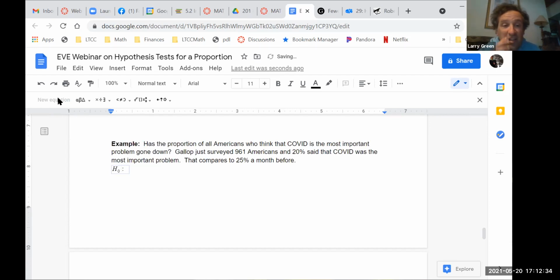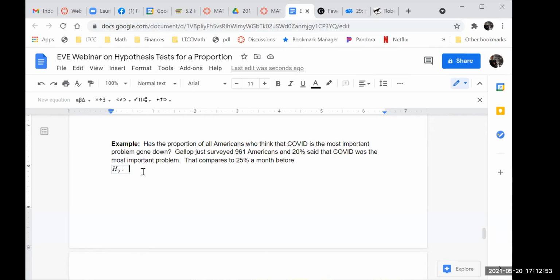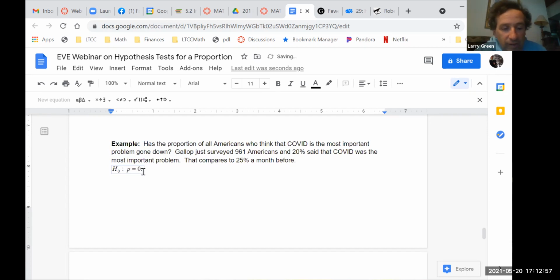What's our H naught in this case? And the hint is we're not talking about a majority anymore. So what is H naught? P equals 0.25. Yeah, so P equals 0.25, because note this is a yes/no question.